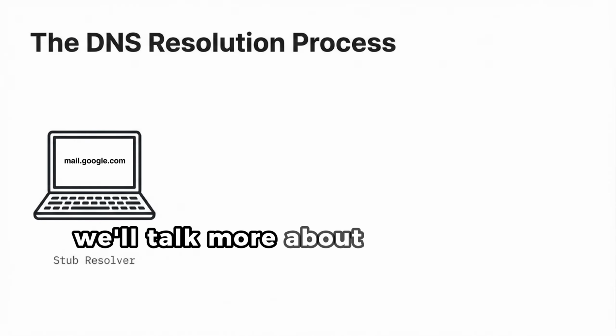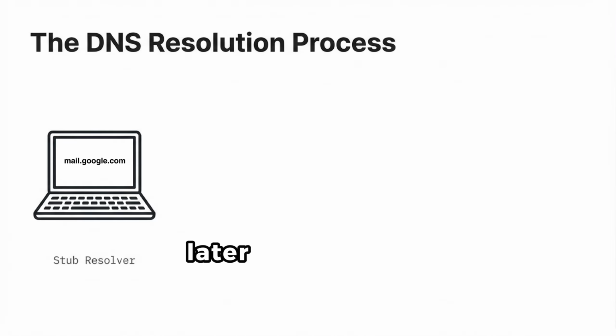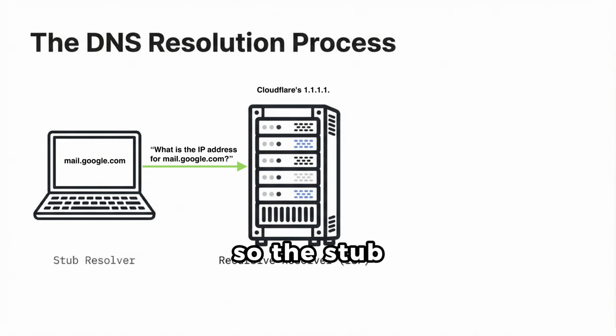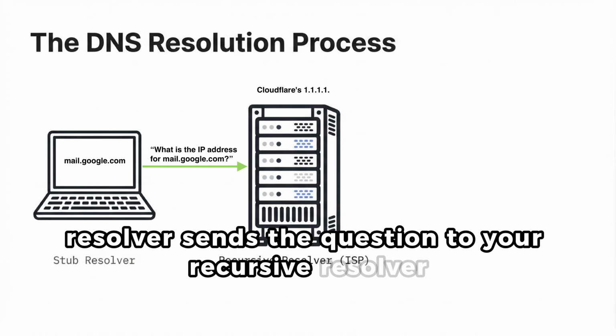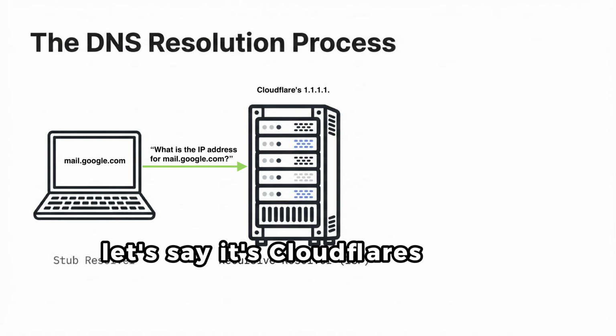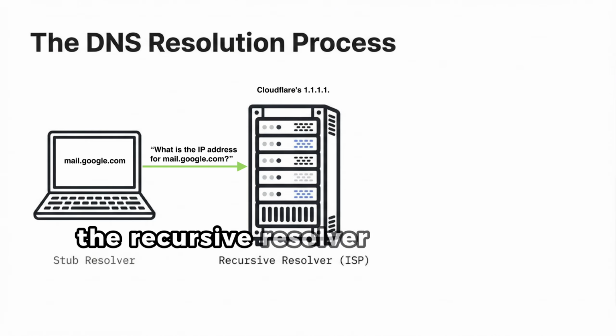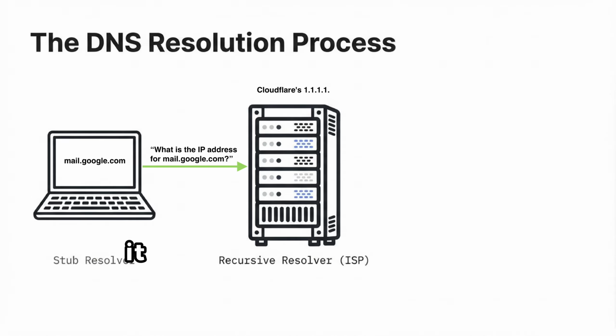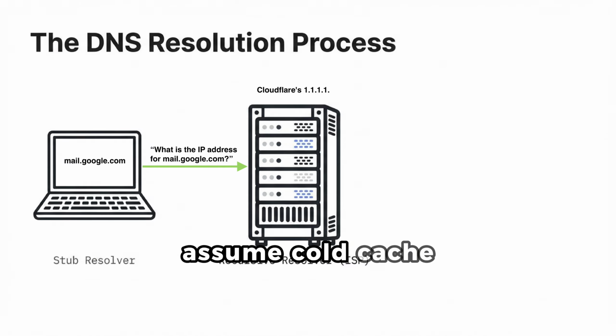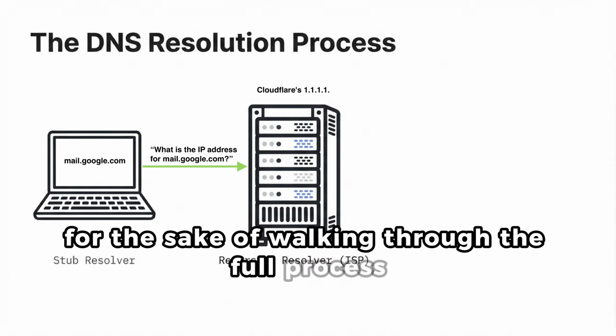We'll talk more about caching in a dedicated video later in this series. For now, assume the cache is cold. There's no stored answer. So the stub resolver sends the question to your recursive resolver. Let's say it's Cloudflare's 1.1.1.1. The question arrives. What is the IP address for mail.google.com? The recursive resolver now begins its work. It too checks its cache first. Again, assume cold cache for the sake of walking through the full process.